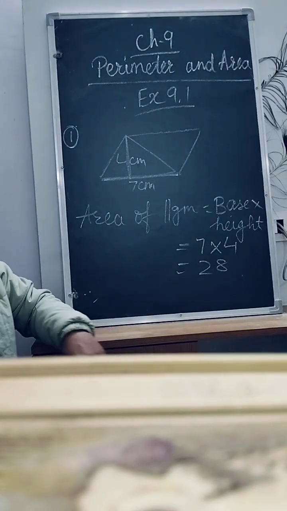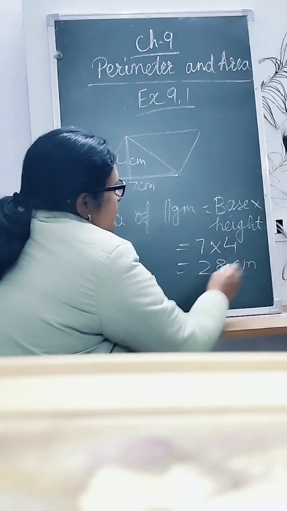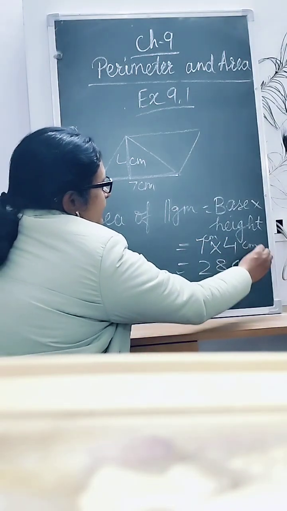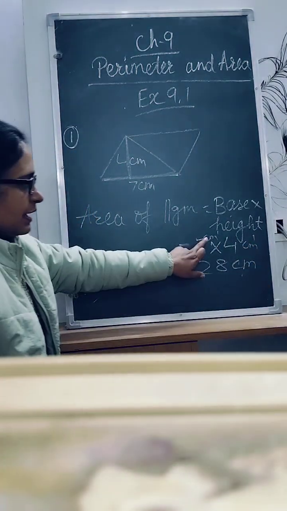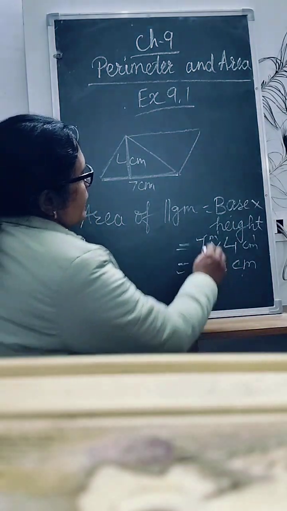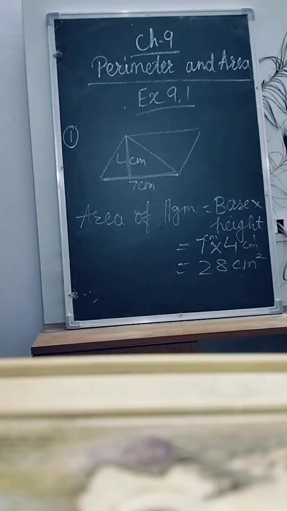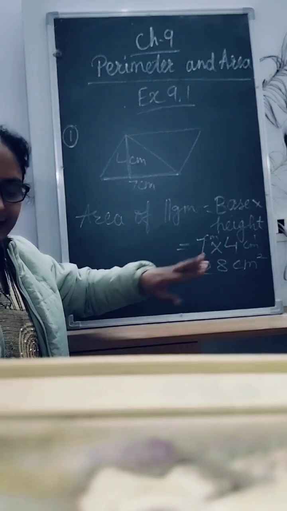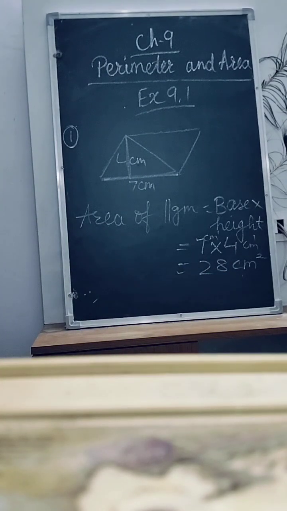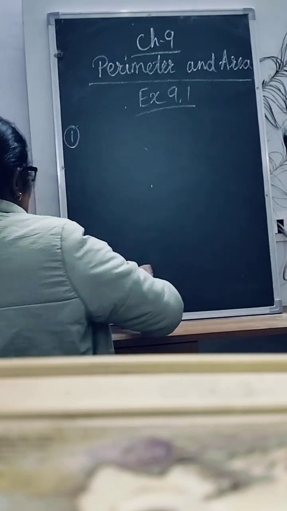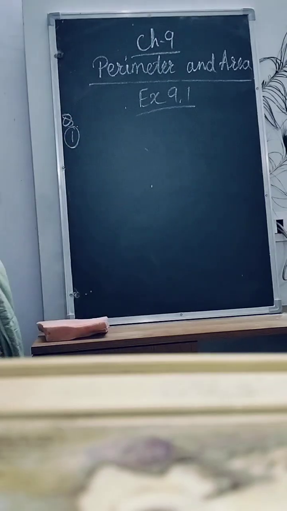As centimeter and centimeter are multiplying, as you have done in the exponents law, when bases are same, powers are added. Base is centimeter and power is 1. So its unit becomes centimeter square. So in this first diagram the area comes out to be 28 centimeter square. This is question number 1. First part we have done. Now let us do E part.